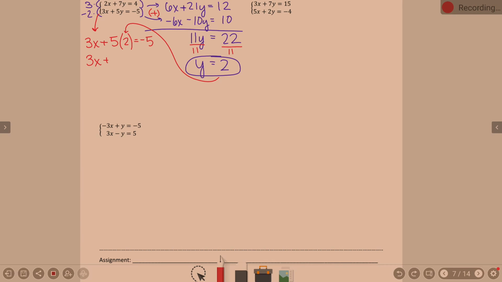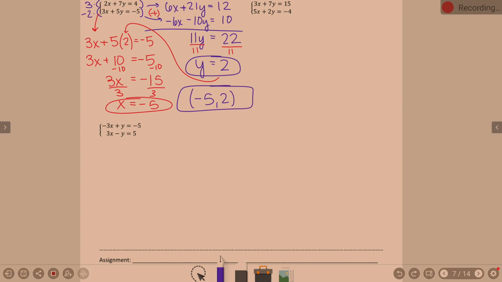3x plus 5 times 2 is 10. I even threw in a negative at you. If it's 3x plus 10, I'm going to subtract 10. Negative 5 minus 10, negative 15. Divide by 3, and x is negative 5. Final answer? Negative 5, comma 2.